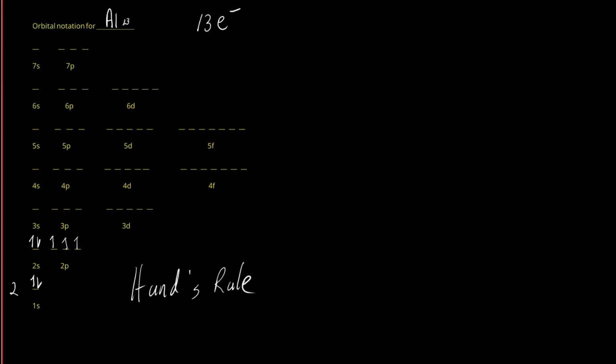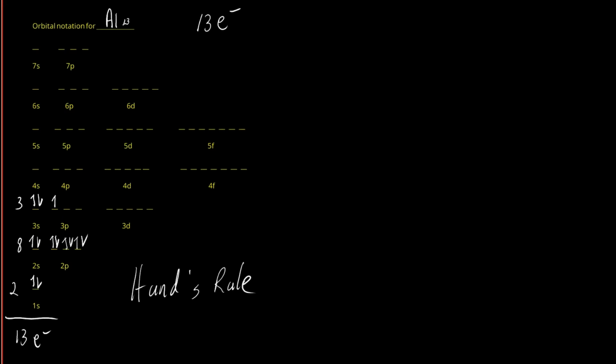We're shooting for aluminum which has 13 electrons. So we need to keep going. That gives us 8 in that shell, so that's 10 electrons. So we need 3 more. 1, 2, and 3. All right, so this gives us a total of 13 electrons. So this will be the orbital notation for aluminum.